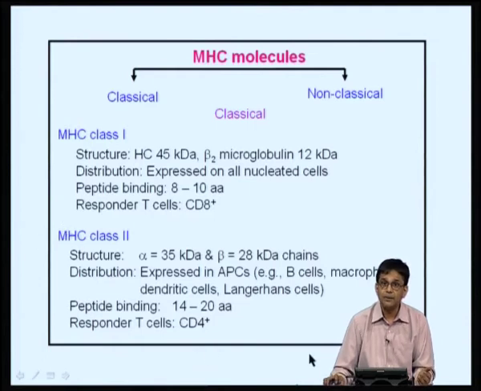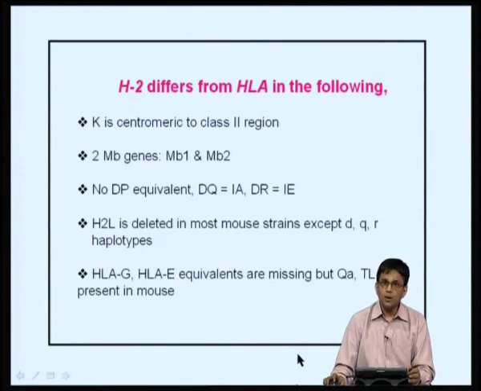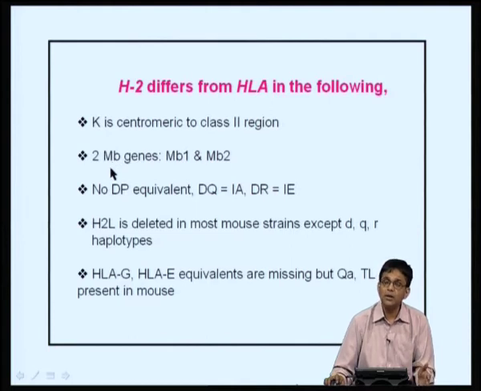I also mentioned the differences between the H2 and HLA, and it is important because I showed that H2K is centromeric to the class 2 region. There are two MB regions. MB is important in MHC class 2 antigen processing and presentation. In H2 you have two of them, whereas you have a single one in HLA. There is no DP equivalent in the mouse, so the DQ equivalent is IA and the DR equivalent is IE, but there is no DP equivalent.